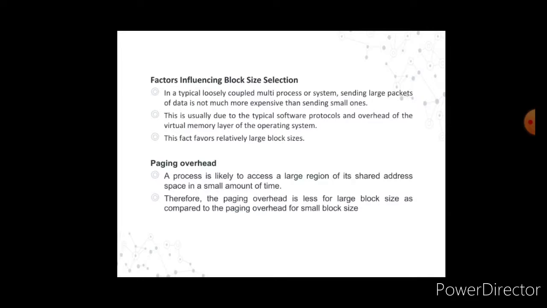First one is factors influencing block size selection. DSM is typically loosely coupled, as we already discussed in the distributed system definition. Sending large packets of data is not much more expensive than sending small ones. This is usually due to the typical software protocols and overhead of the virtual memory layer of the operating system. And this fact favors relatively large block sizes.